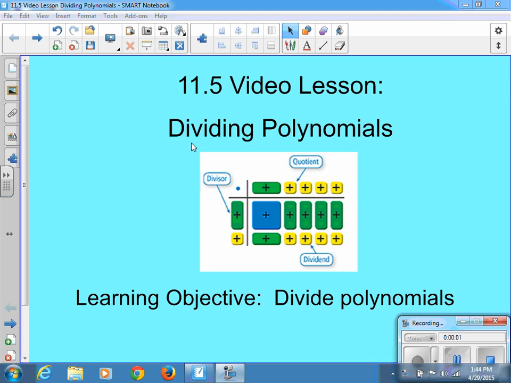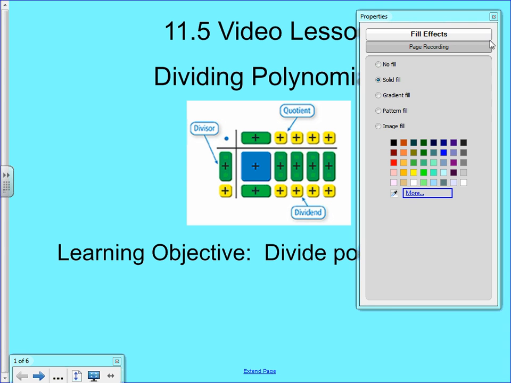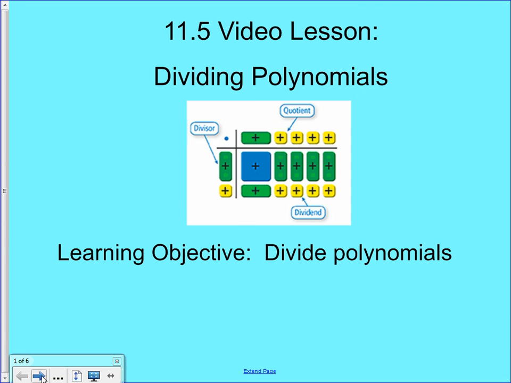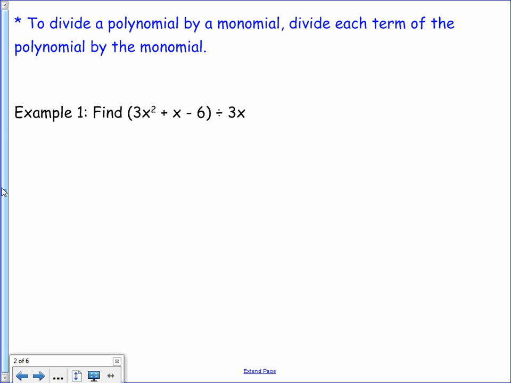Welcome to video lesson 11.5 on dividing polynomials. In this section, pretty simple, we're going to learn how to actually divide polynomials. Yesterday we learned how to multiply and divide rational expressions, and today we'll be learning how to divide a polynomial. So, separated into three different parts.